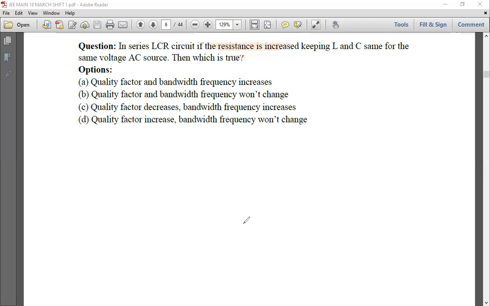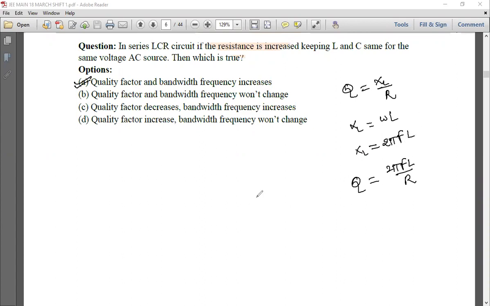तो ये जो है इसमें आप देखो तो ये क्या हो जाएगा? क्वालिटी फैक्टर एंड बैंडविड्थ फ्रीक्वेंसी इंक्रीजेस. क्यों? क्योंकि Q का फॉर्मूला क्या है रे? XL by R है ना, and Q is what? Quality factor. और XL क्या होता है? ओमेगा L है ना. XL is omega L in the LCR circuit. So means what? This is inductive reactance. Omega is equal to 2 pi F into L. Yes, no? So if you want quality factor, Q is equal to what? 2 pi FL divided by R.